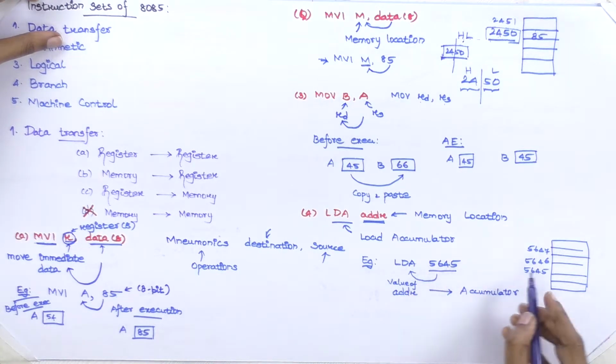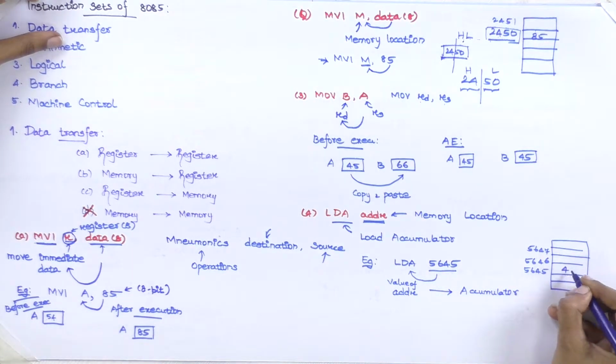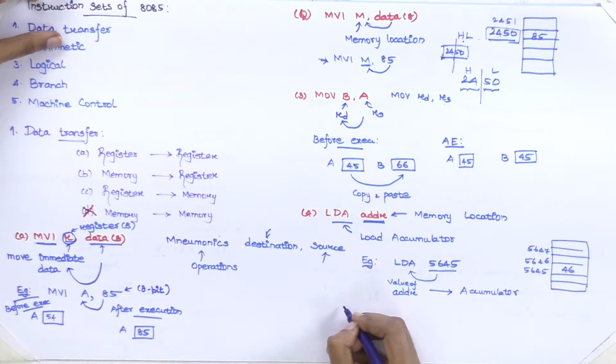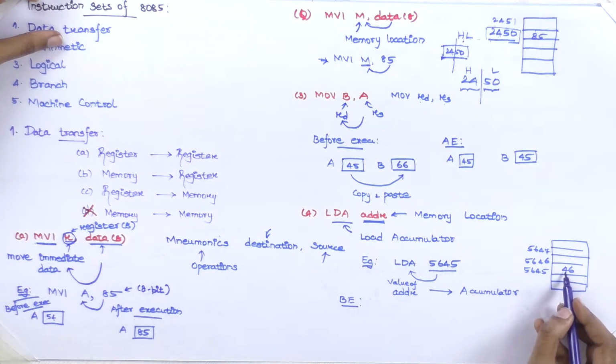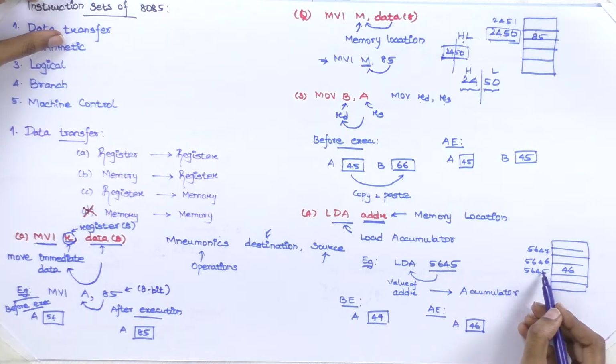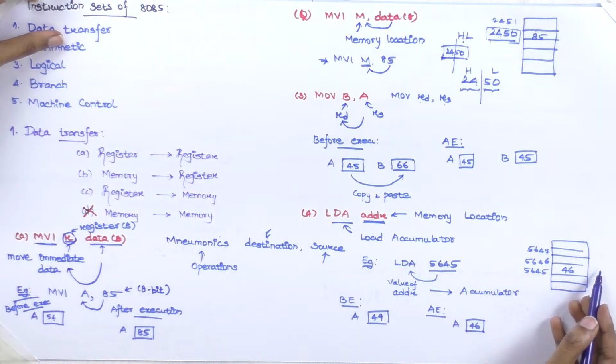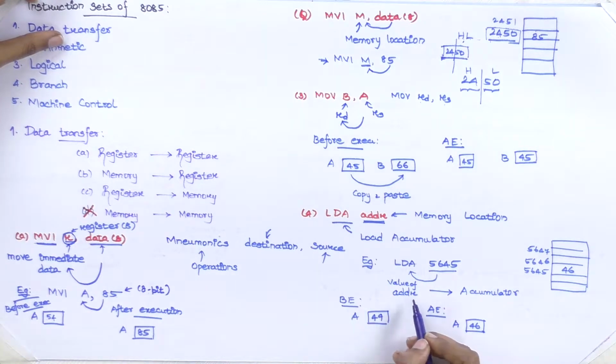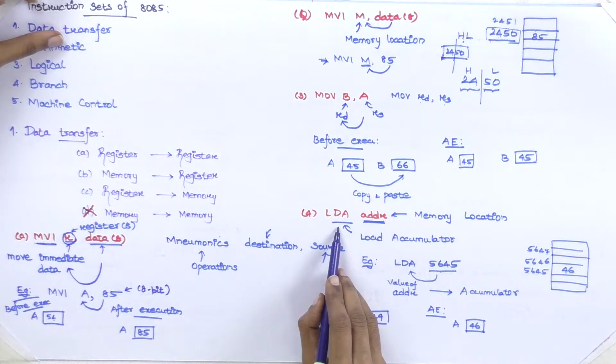For example, 5645 will have the value of 46. Before execution, 5645 is having the value of 46 and the accumulator is having the value of 49. After execution, the accumulator value will be replaced with 46 and the memory location will retain the same value. So the address location having some value will be stored into the accumulator when we use the load accumulator instruction.